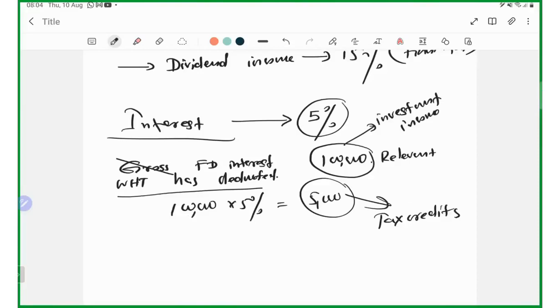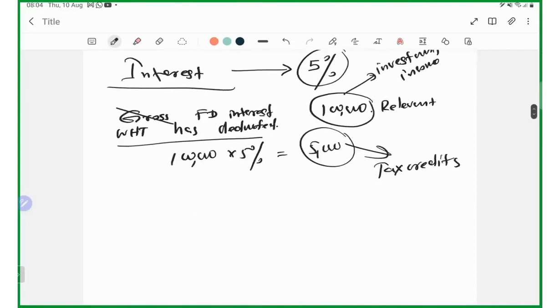However, keep in mind regarding the interest under the investment income, it should be added as gross, right? Then in the examination, the examiner will give this test. I mean, will check this, right?